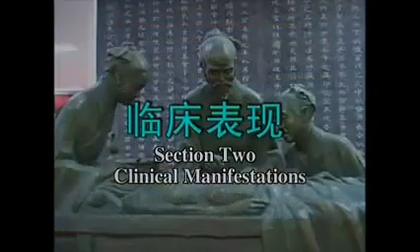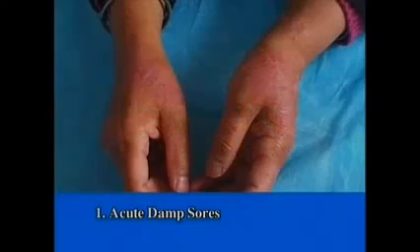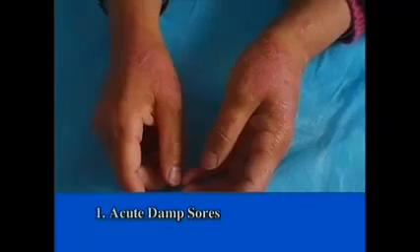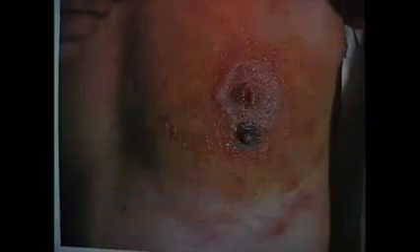Section 2. Clinical manifestations. 1. Acute damp sores. This disease corresponds to acute eczema in biomedicine. Symptoms include a rapid onset with symmetrical, primary, or pleomorphic lesions. Also included is erythema and tidal reddening, papules, papulovesicles, blisters, pustules, exudation, and scabbing.